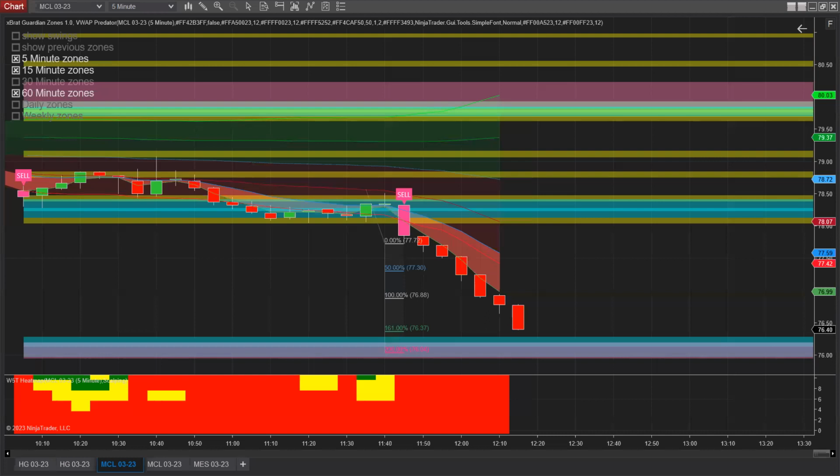This is basic stuff, but this particular Guardian Zone software has taken over a year to develop. There's some special logic in there which keeps the zones alive, takes them off when they're no longer relevant, adds new ones when they are relevant. Trade between the zones, simple, simple, simple.